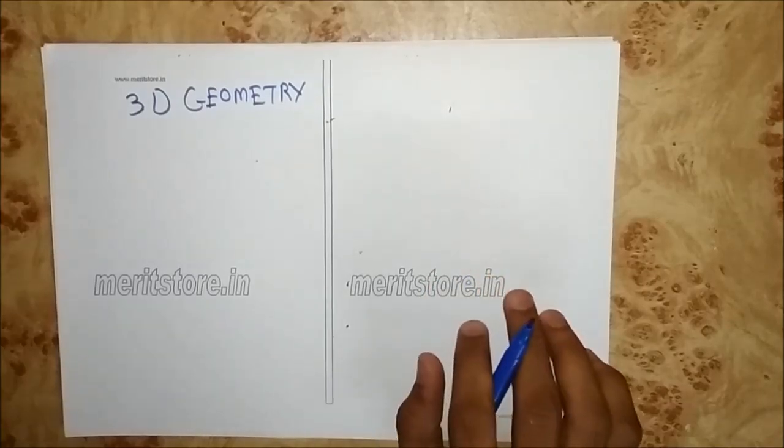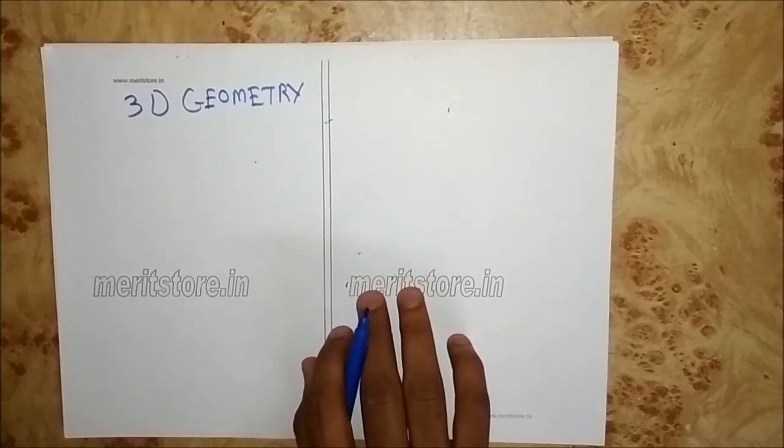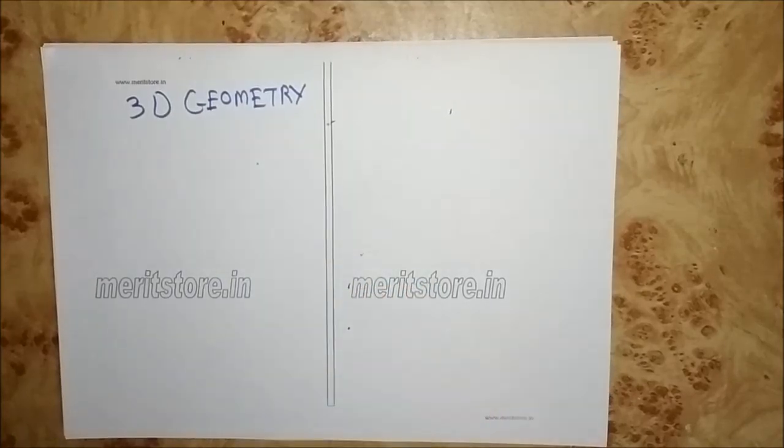3D geometry. In 3D geometry, we are going to talk about directional angles, directional cosines, and directional ratios. That is the first part of the chapter. And the second part of the chapter will contain the angle between two lines. So let's start.